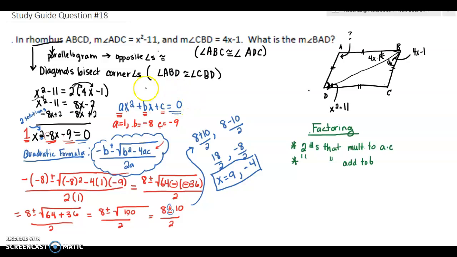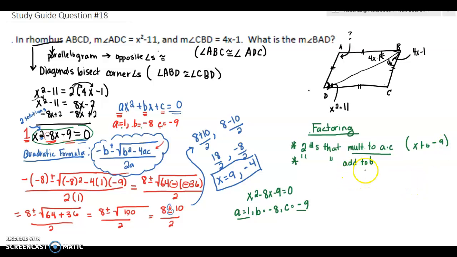So once again, we're going to go back to this equation here. We have x squared minus 8x minus 9 equals 0. And then we still need our a, b, and c. So our a is 1, b is negative 8, c is negative 9. So we want two numbers that multiply to a times c, which is negative 9, and we want two numbers that add to b. Well, b is negative 8, so they add to negative 8.